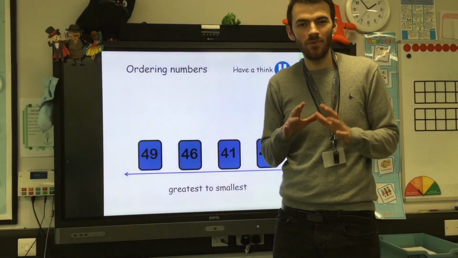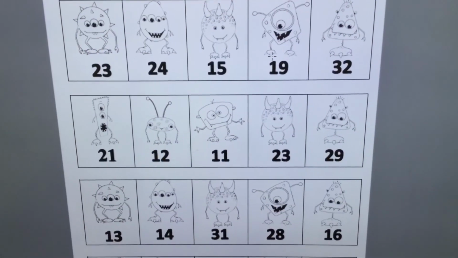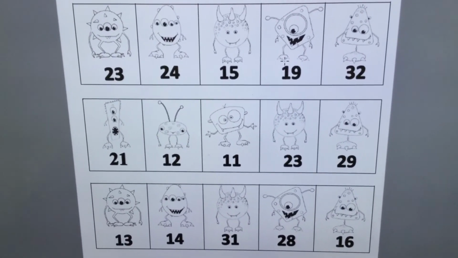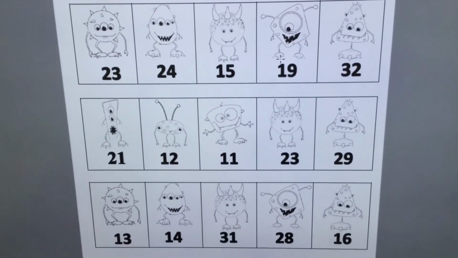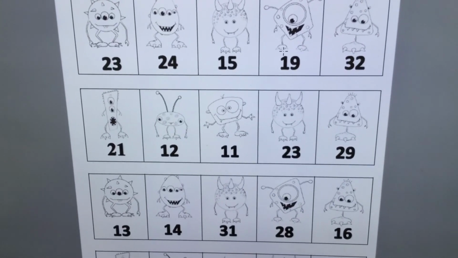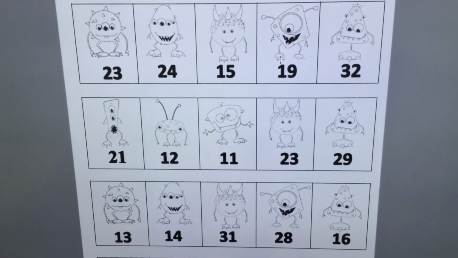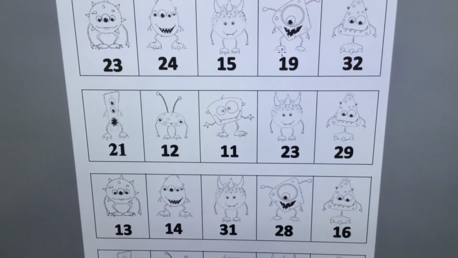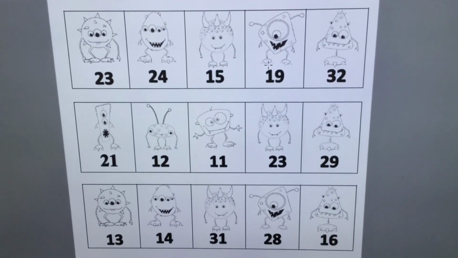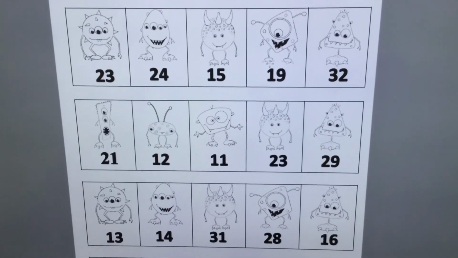That's fantastic work. Now I'm going to show you what your activity is today. In today's worksheet, you have some monster families. Each strip is a different family, and I want you to try and order them by their age, which is written underneath from smallest to greatest. Remember, look at the tens first to find the smallest amount of tens, and then look at the ones. Once you're finished ordering the families, you can colour in the different aliens. Good luck with today's challenge.